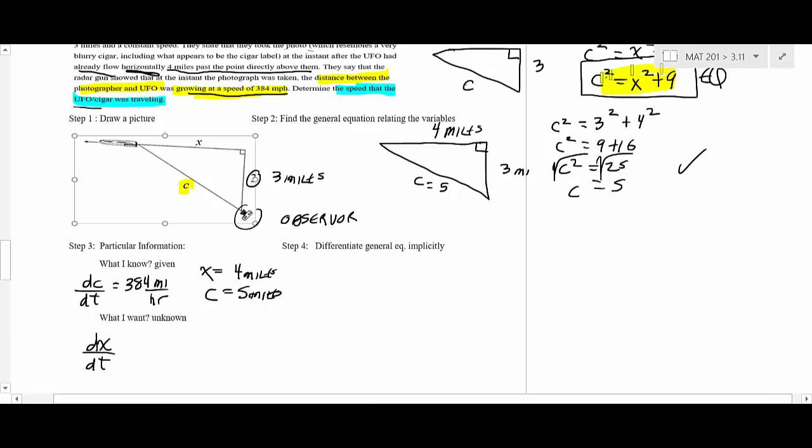You've got to know the equation, and you've got to know ultimately what you're differentiating. So we're going to find what dx/dt is, and we're going to use these given pieces of information. Okay, everybody with me so far?